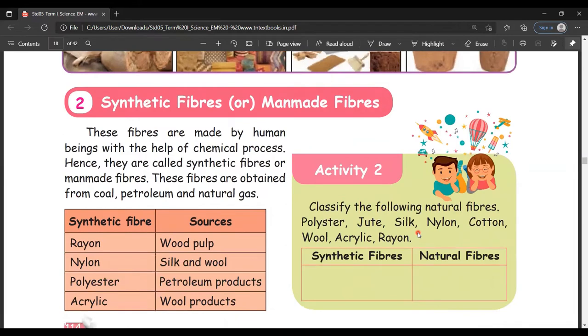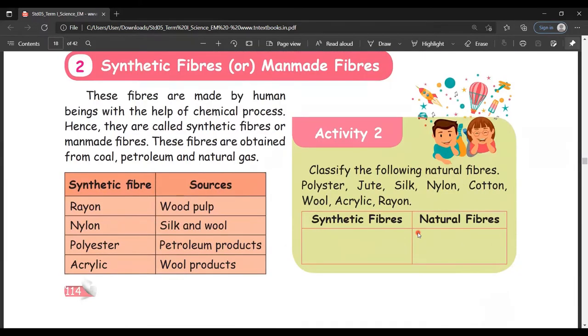Next we'll move on to synthetic fibers or man-made fibers. These fibers are made by human beings with the help of chemical process. As I said earlier, the synthetic fibers we produce with the help of chemical process, isn't it? It is produced by means of chemical process, hence they are called synthetic fibers or man made fibers.